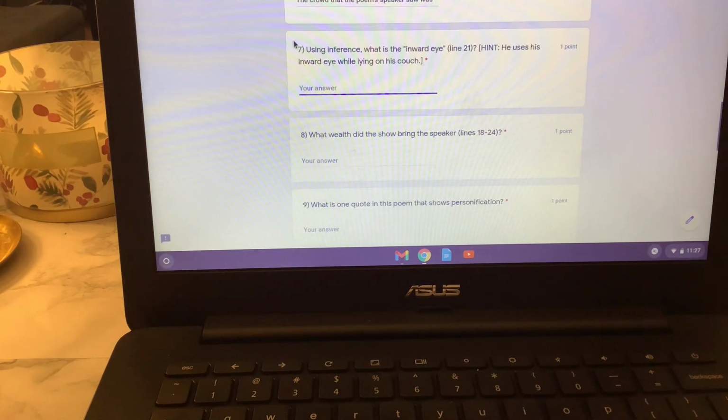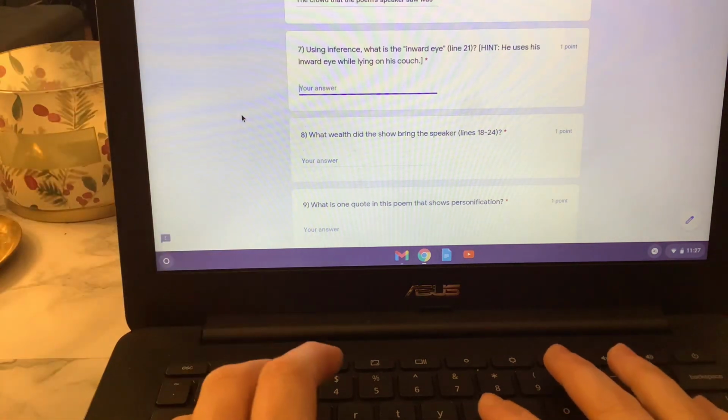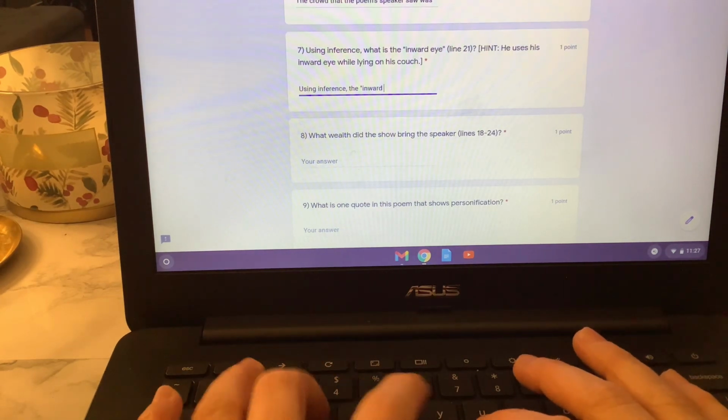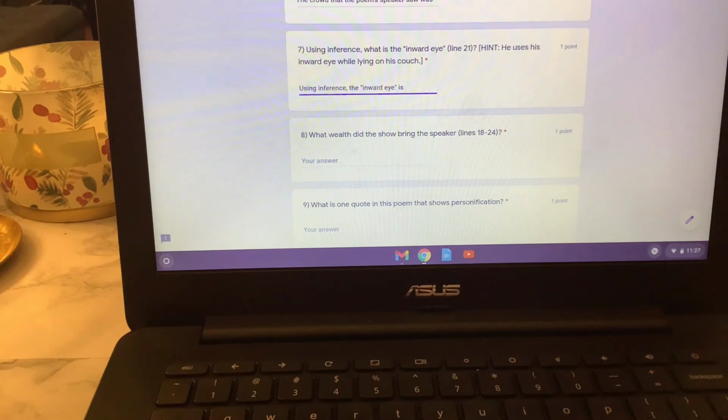Okay, 7, I switched this part up. So it says using inference now. So using inference, what is the inward eye? So let's just start by setting up our answer. So I'd say using inference, the inward eye is, let's take a look at this, okay?